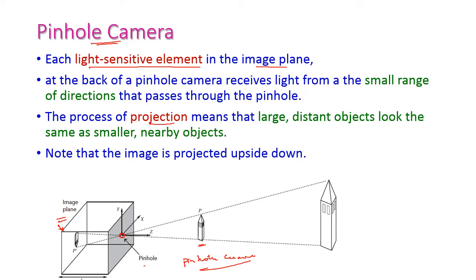Here the projection means a large and distant object, large in size but placed at a distance, and a small object placed nearby both look similar in size here. So this is called projection. Here the image is projected upside down. See here, the image is projected upside down this way.